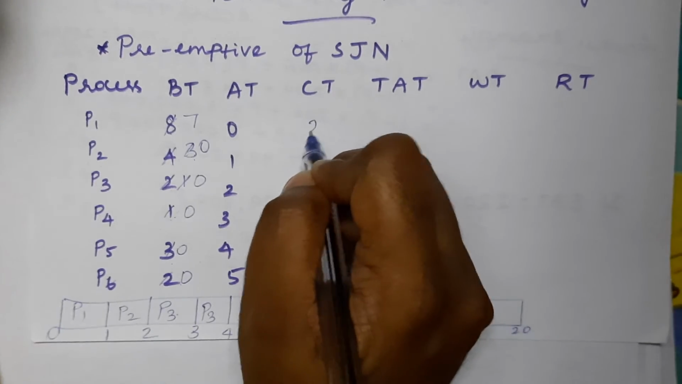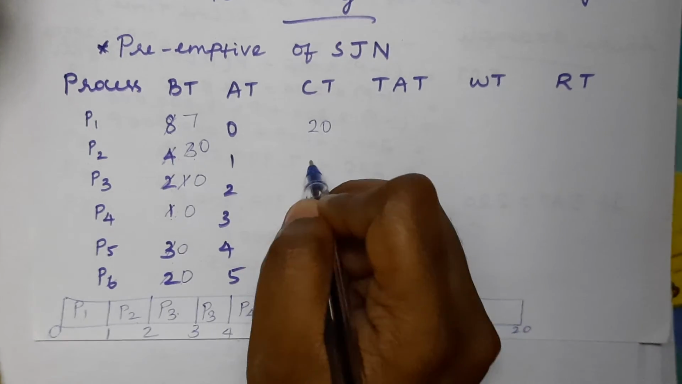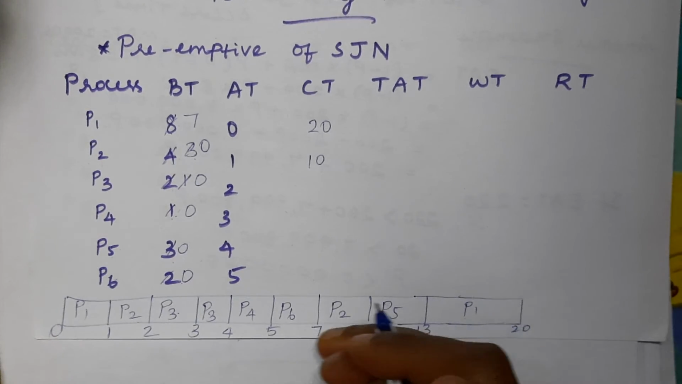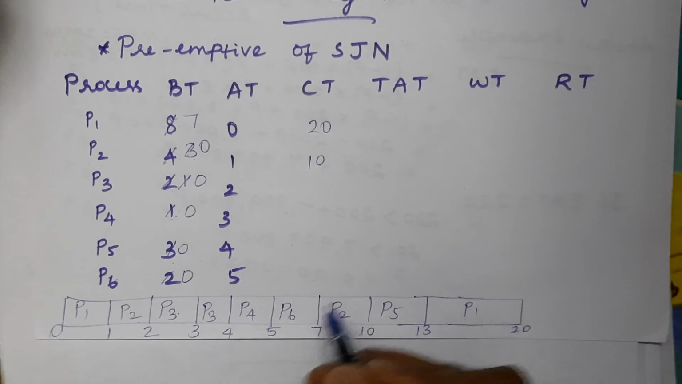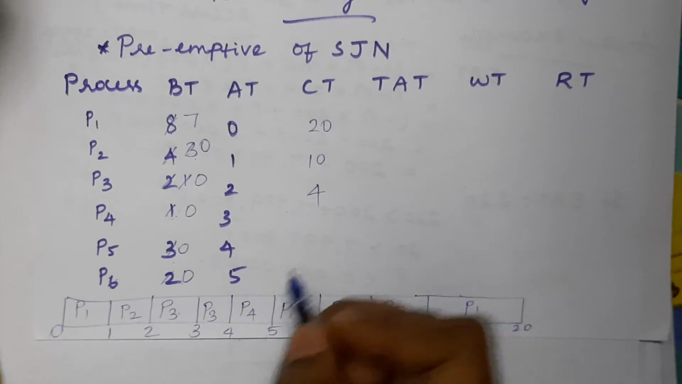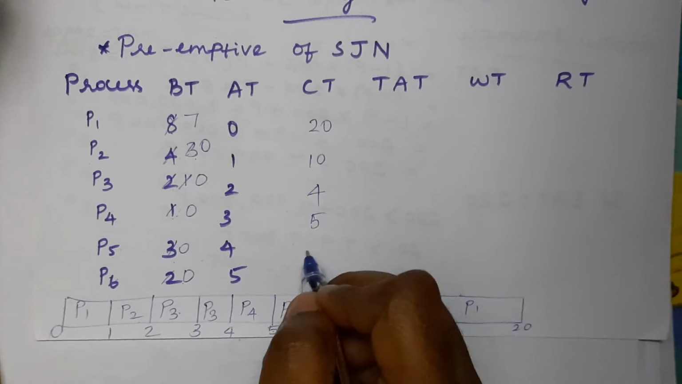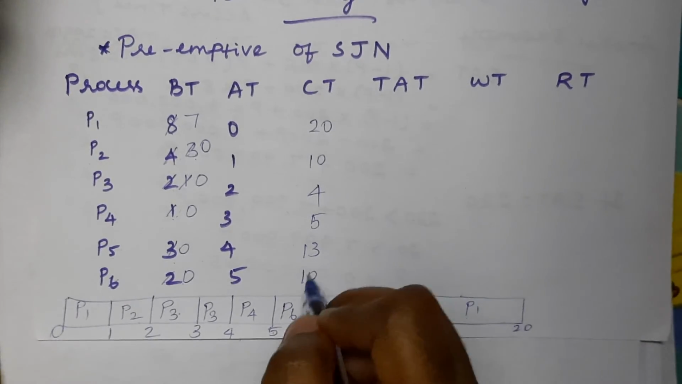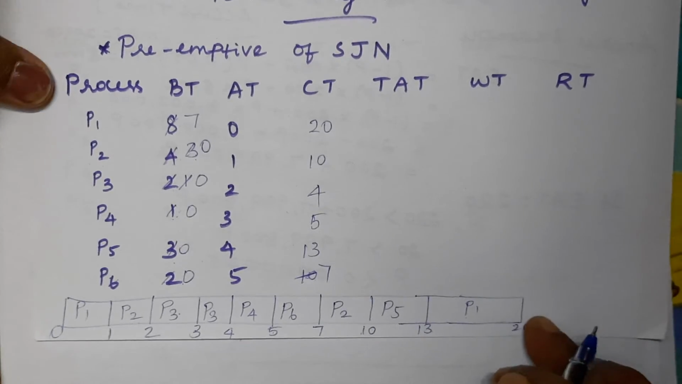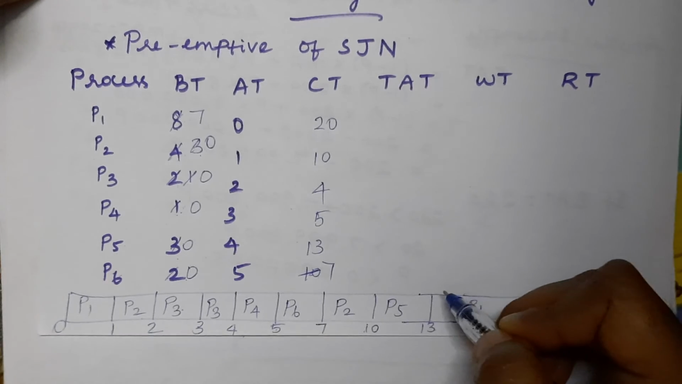So the completion time of P1 is 20, and for P2 it is 10. You have to scan the Gantt chart from right to left, so you can easily find out their completion time. P3 completed at 4, P4 completed at 5, P5 completed at 13, and P6 completed at 7, right? P2 is 10. So this is the completion time of all the processes.